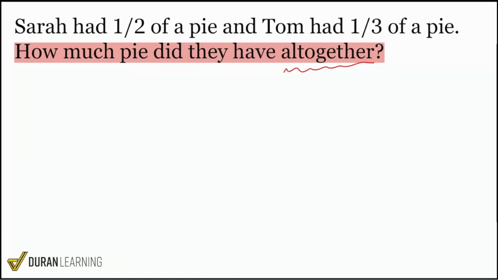And so over here, let's understand the information. It says Sarah had half of a pie and Tom had a third of a pie. Okay, so basically what's going on is Sarah has this much pie, Tom has that much pie. How much pie did they have all together? Everybody, can we confirm that, yeah, for sure, we're going to be adding these two amounts together? Right on. So let's go ahead and get that done.